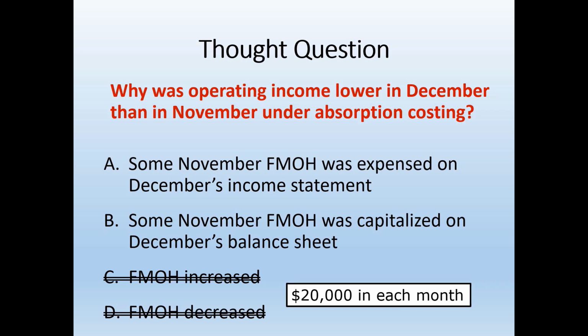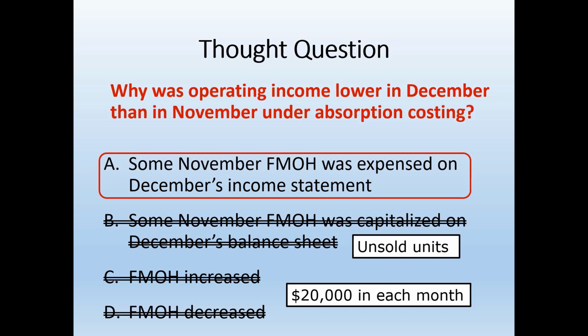Now let's look at answers A and B. Answer B says that some of the November fixed manufacturing overhead was capitalized on December's balance sheet. That's a true statement. But that capitalized fixed overhead from November is attached to the 50 units that remained unsold at the end of December. Therefore, that doesn't explain why operating income was lower in December than in November under absorption costing.